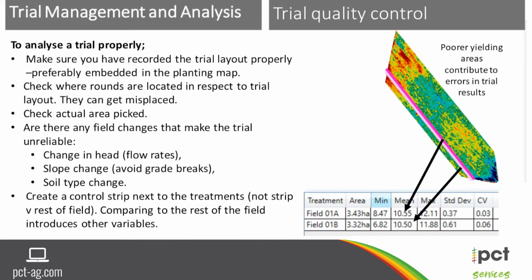Don't put a trial where there's a grade break in the field, because this side of the field might irrigate slower than that side of the grade break, and so depending upon the season, you'll get a better yield either side of that grade break. So where you put your trial in the field is very important. So in this section here, red's poor yield, blue's high yield. You can see that there's a really high yield up here in the field.